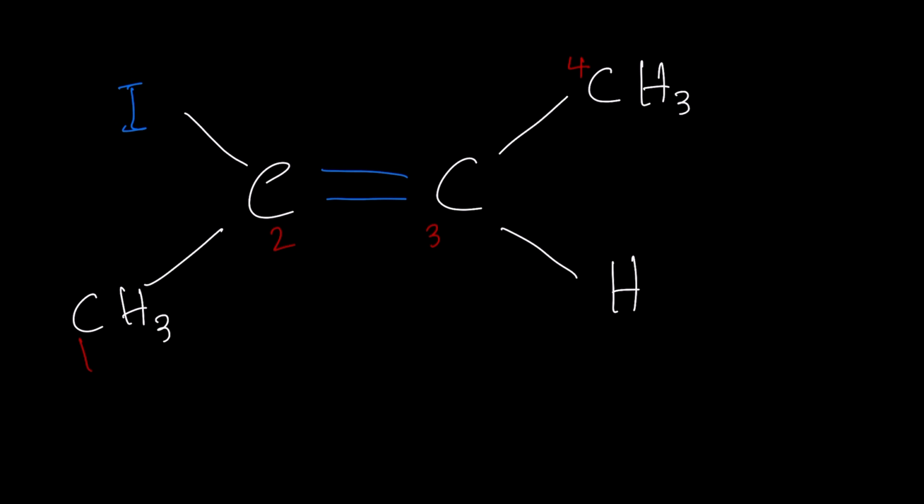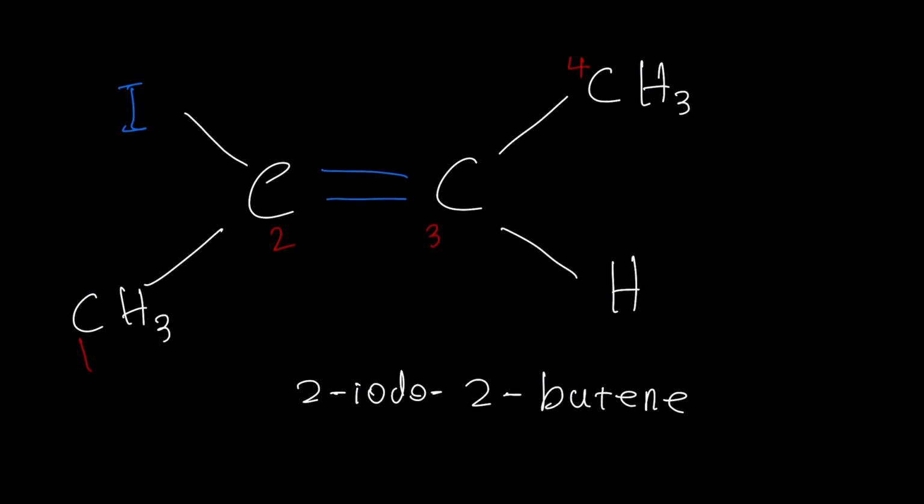And we want to prioritize the iodine in this case because whether you count left to right or right to left, it's not going to make a difference for the double bond. So whenever it doesn't make a difference for the double bond, you always want to prioritize any other substituents, in this case the iodine. 4 carbons is butene, and it's 2-butene specifically. We also have an iodo or iodine on carbon number 2, so the name of that substitution would be 2-iodo.